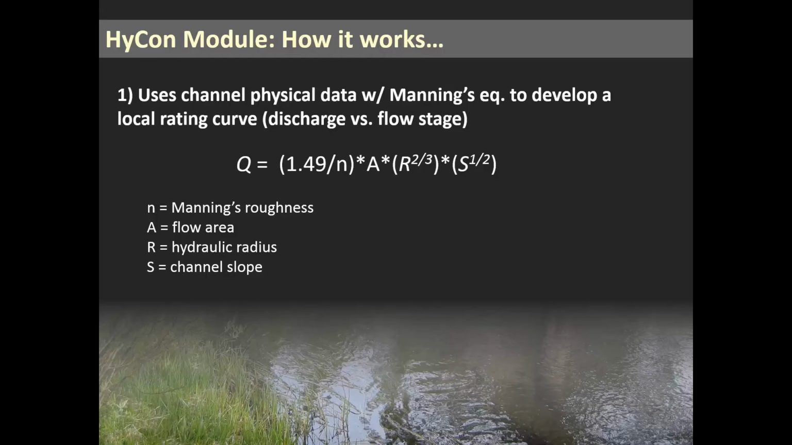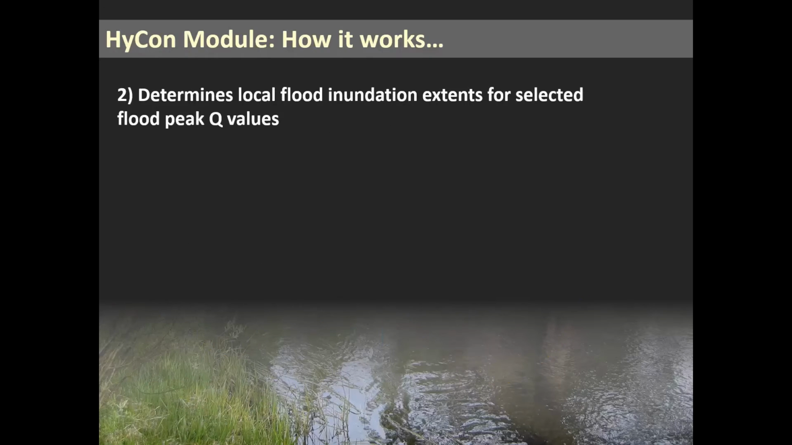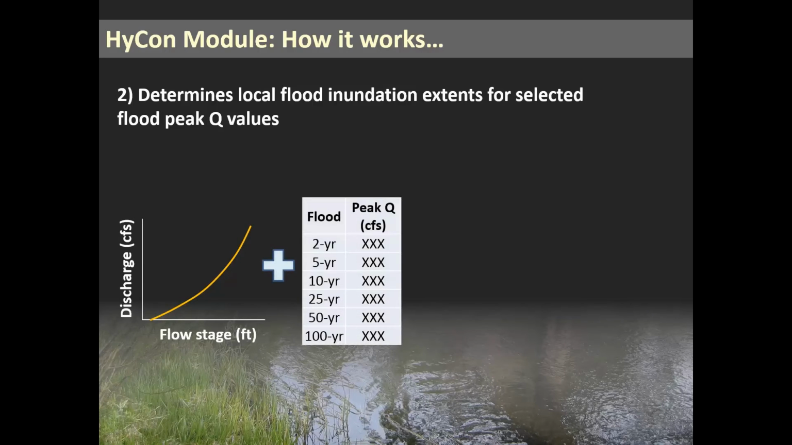Flow discharge is a function of roughness, flow area, average flow depth, and channel slope. Very simple equation. So the concept being, if you have your channel cross-section and your slope and roughness data, you can get yourself to this relationship between discharge and flow stage. And then in step two, the module uses that information, the cross-section and the rating curve, to determine local flood inundation extents for large floods of interest.